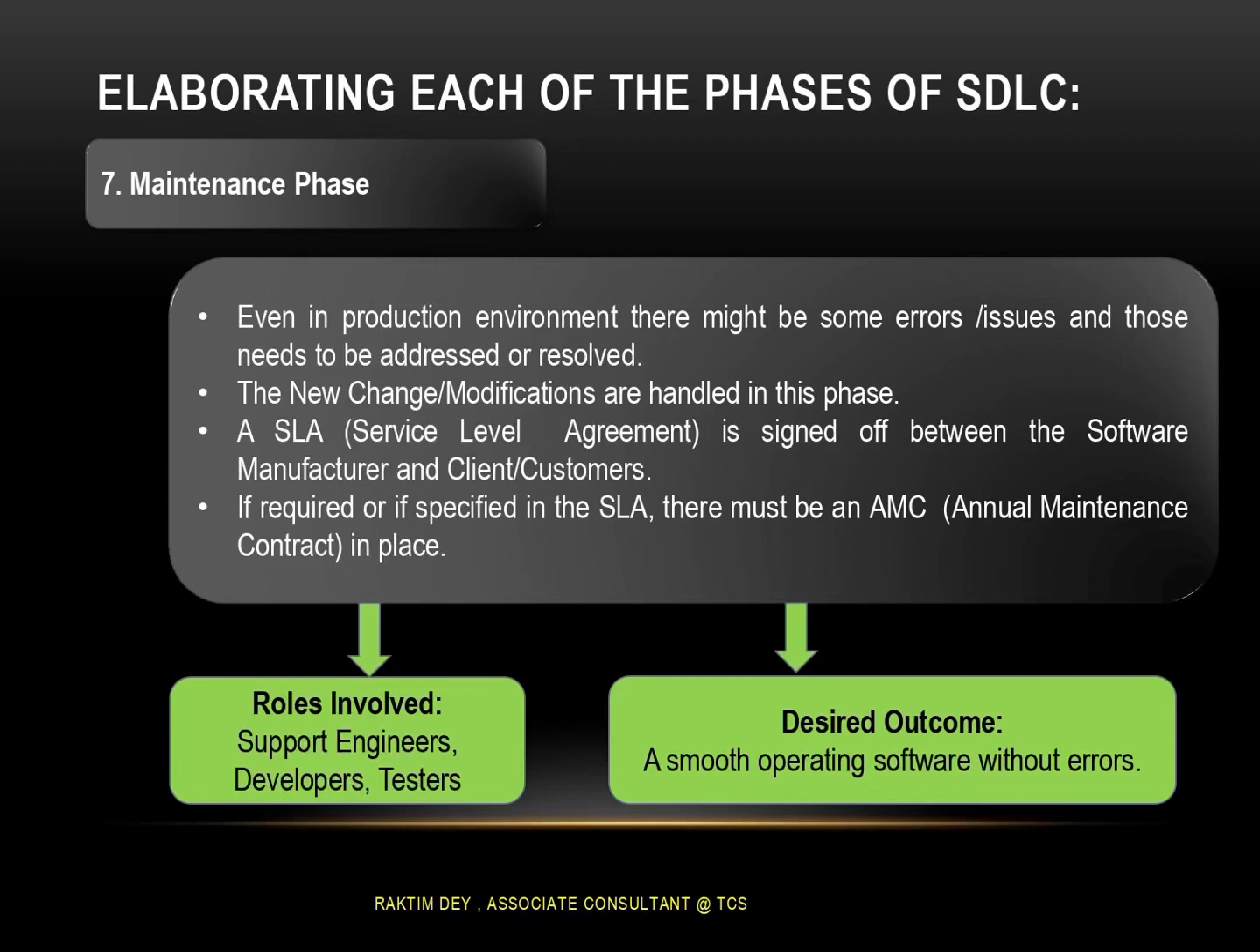Last but not the least, the maintenance phase. This is a very important phase. Even in the production environment, there might be some errors and issues, and those need to be addressed or resolved. New or changed modifications are handled in this phase. A service level agreement, also called SLA, is signed between the software manufacturer and the client or customer. If required or if specified in the SLA, there must be an AMC, that is annual maintenance contract, in place. Here the roles involved are support engineers, developers, testers, and the desired outcome is smoothly operating software without any errors. So that was all about SDLC.